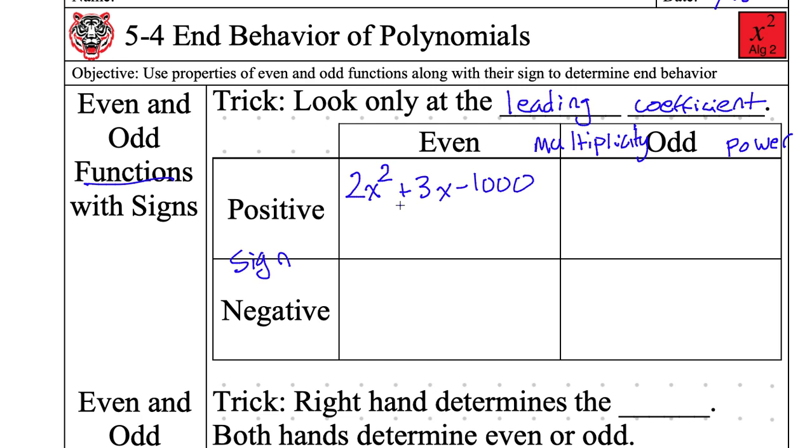I'll give you, well, you guys should do another one. I'm going to do an example. You do your own examples. Do not copy this one.